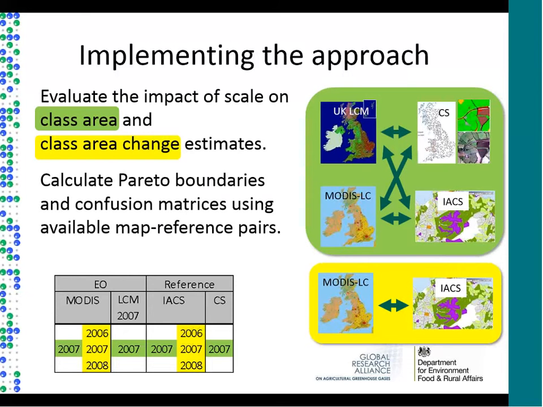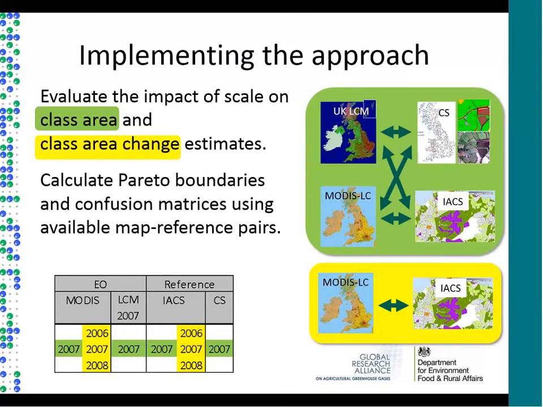So we use Pareto to look at a couple of things. We use Pareto to look at the impact of spatial resolution, moving from the 25 meter pixel size of the UK land cover map to the 500 meter pixel of a MODIS land cover map. And we were interested to see how it impacted on class area estimates, but also on area change estimates.